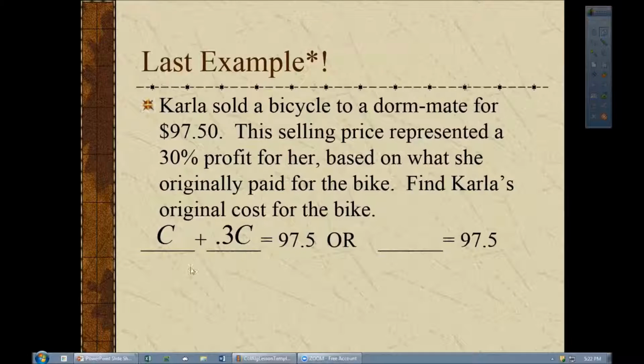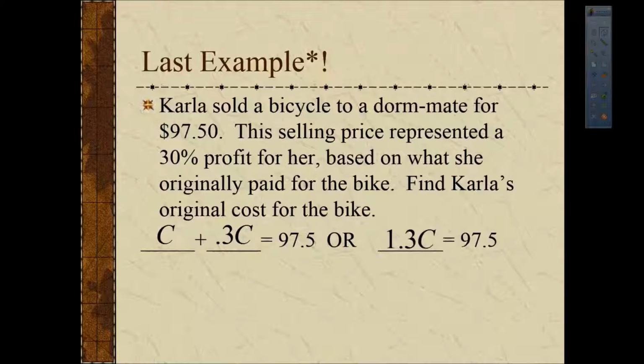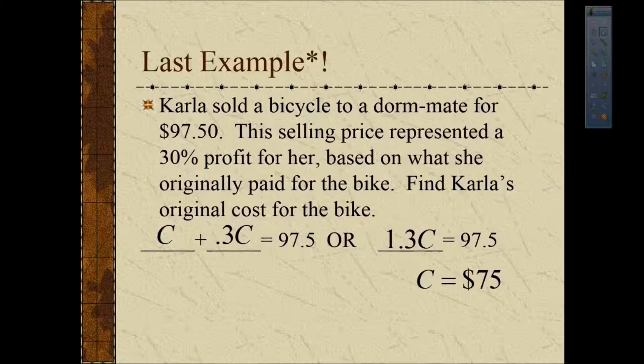If we wanted to combine these things, we could say that her selling price is 130% of her original cost. So in this blank, I could put 1.3 times C. That would be 130% of the original cost. Of course, if we start with this and immediately simplify, we'll go straight to 1.3 C equals 97.5. So really, whichever approach you take, you're going to wind up with the same answer. When we divide by 1.3 on both sides, we'll find that the original cost was $75.